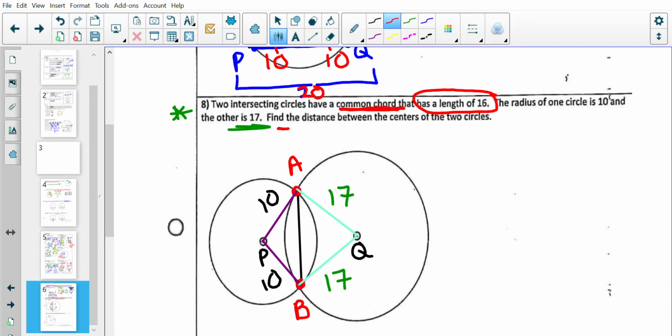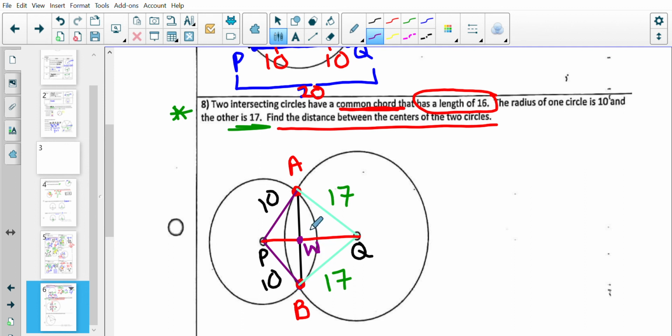So it says find the distance between the centers of the two circles. So I'm going to find the distance from P to Q. That's what we want to find. Let's call this point of intersection with the common chord that we're told, point W.